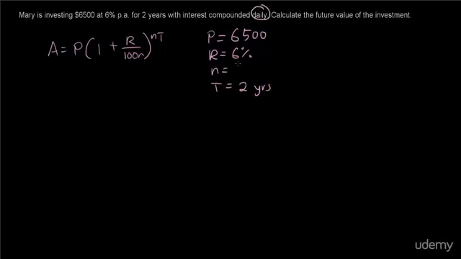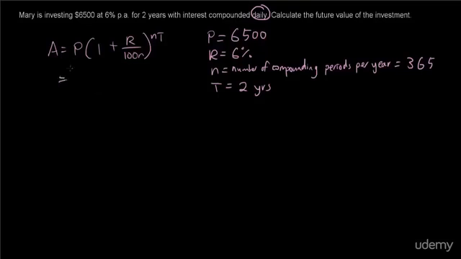And N is the number of times interest is compounded per year. So let me write that down so you don't get confused. Number of compounding periods per year. And obviously it'll be 365 because the interest is compounded daily. So there are 365 days in a year.